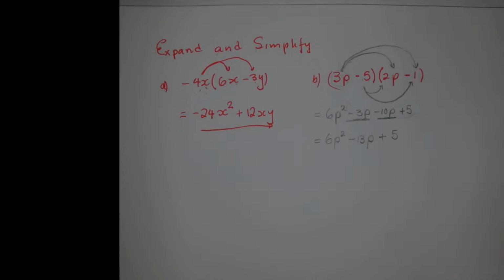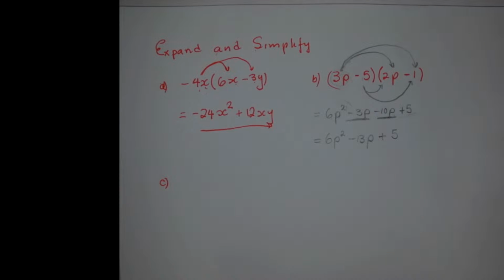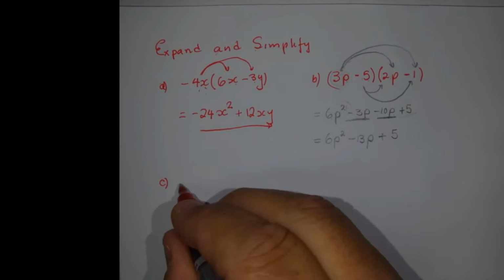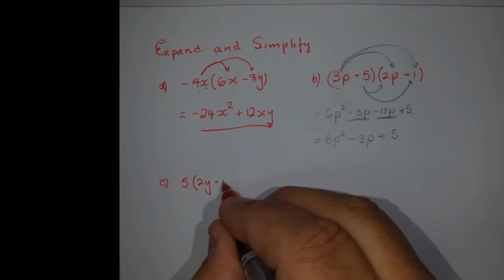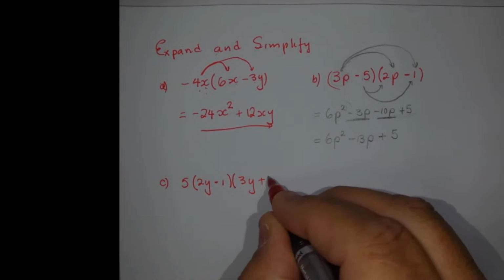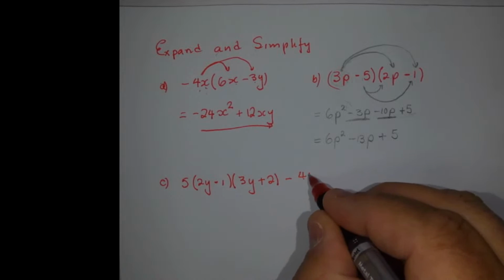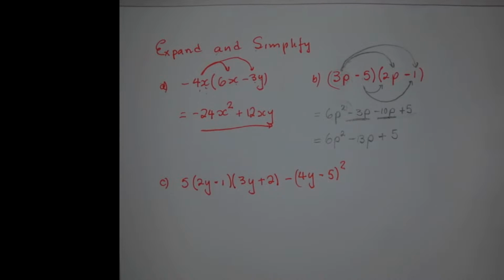Okay, so one more example in expansion. In this case, I'm going to look at something a little bit more complex, and this will be the last example. I'm going to look at the product of 5 times (2y minus 1) times (3y plus 2) minus (4y minus 5), all of that to the power of 2.